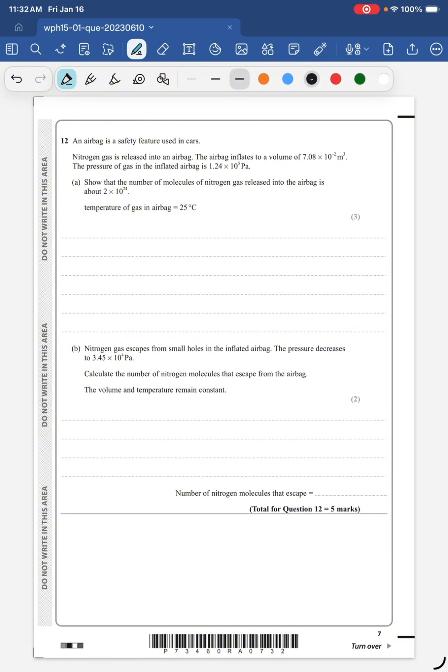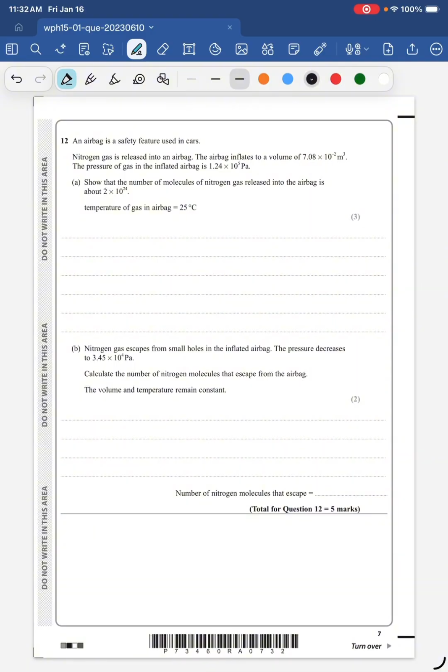All right. Question 12. An airbag is a safety feature used in cars. Nitrogen gas is released into an airbag. The airbag inflates to a volume of 7.08 times 10 to the negative 2 cubic meters. The pressure of gas in the inflated airbag is 1.24 times 10 to the 5 pascals. Show that the number of molecules of nitrogen gas released into the airbag is about 2 times 10 to the 24. And they give you the temperature of gas in the airbag.